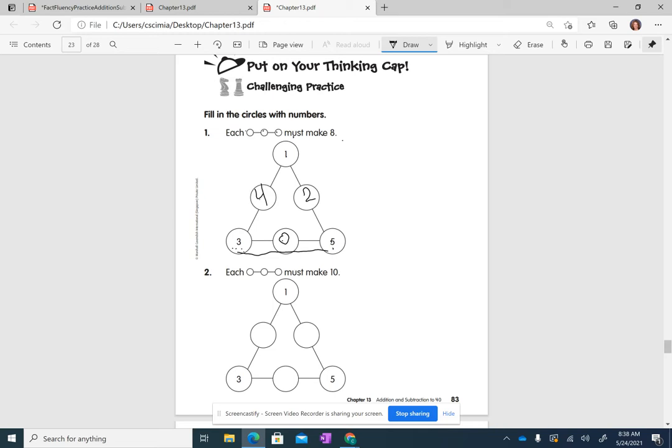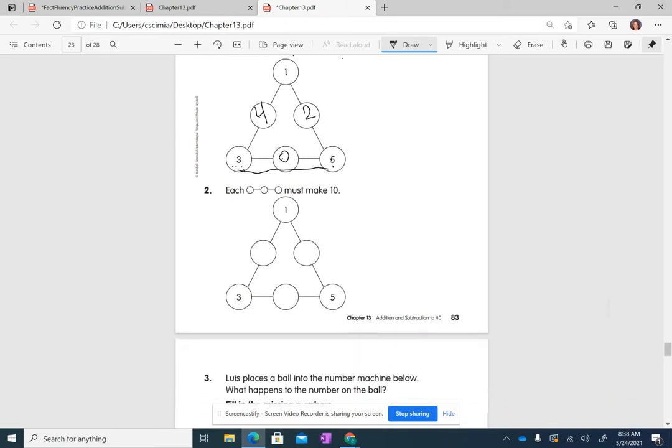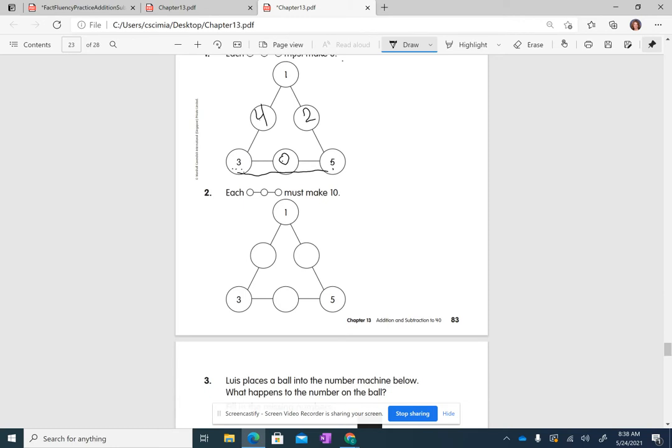Okay. So now we have to do the same thing here at the bottom, but each group of 3 circles must make 10. So again, we can start at the bottom. 3 plus 5 is 8. How many more if you have 8 to get to 10?